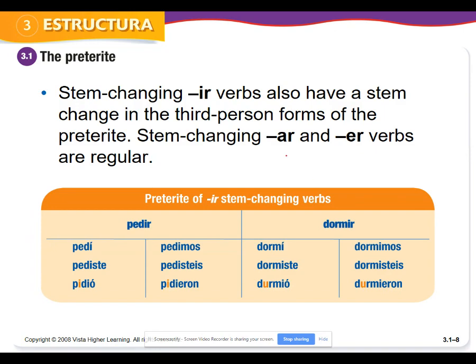AR verbs and ER verbs, however, do not. So any verbs that were stem changers in the present tense that were AR, ER, they no longer receive a stem change. So you're off the hook on that one. What I wanted you to notice is that it's going to receive its stem change, but it's going to be in third person only. All right, third person only.